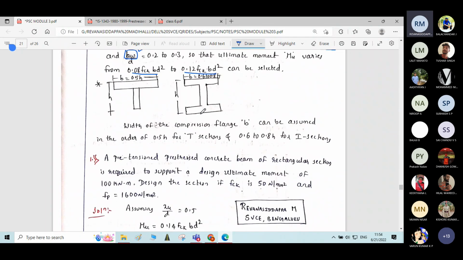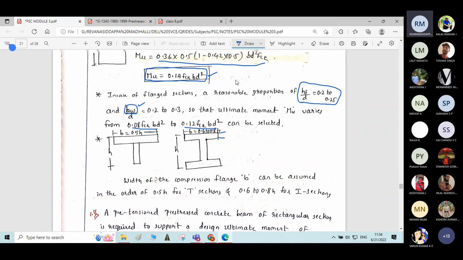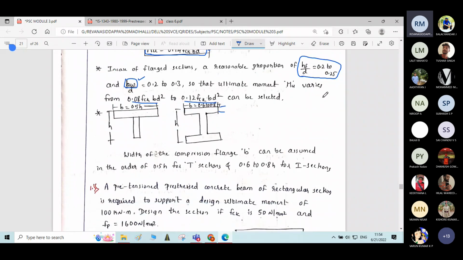Now we came to know how to select the thickness of flange. How much is it? 0.2 to 0.25 d. And we also came to know how to select the width of web. How is it selected? bw is equal to 0.2 to 0.3 d, or 20 to 30% of depth. Then coming to the width of flange for T section, it is assumed as 50% of the effective depth.